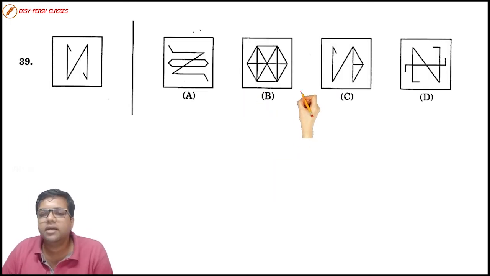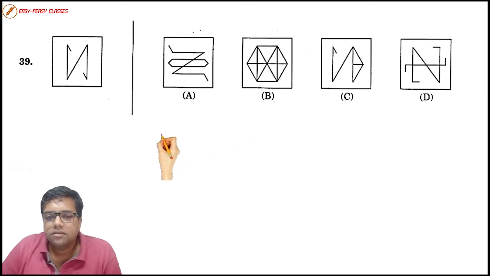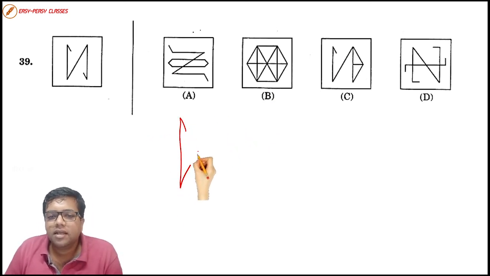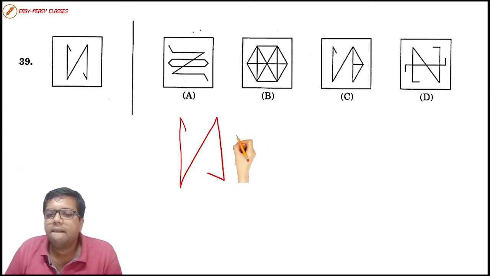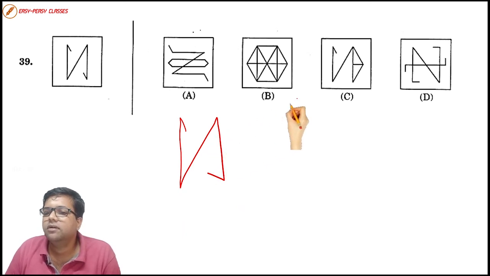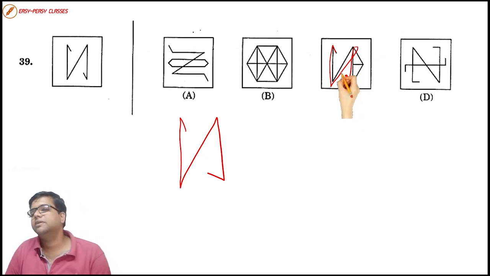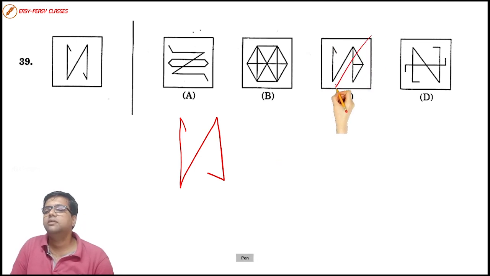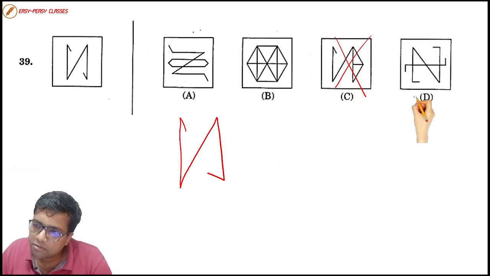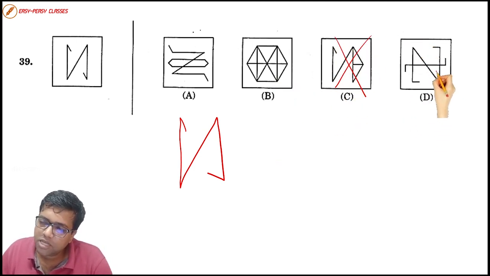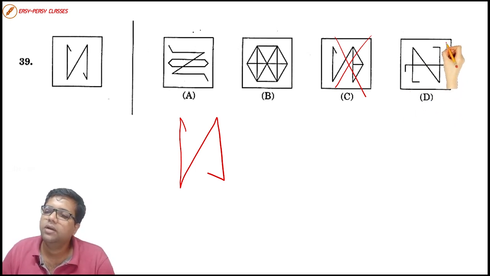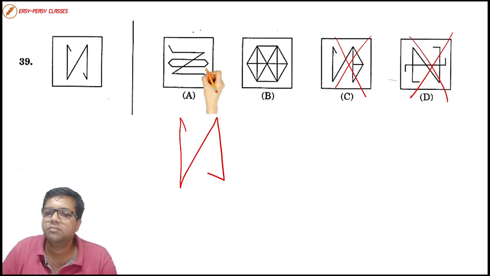Question number 39. The figure somehow is like this. This is what we are looking for. We have this figure here. It's coming, it is going, but this extra line is not present over here. So we eliminate option number C. Do we have such kind of figure in option number D? Just by looking at it, you can say no, it is not. We eliminate option number D.